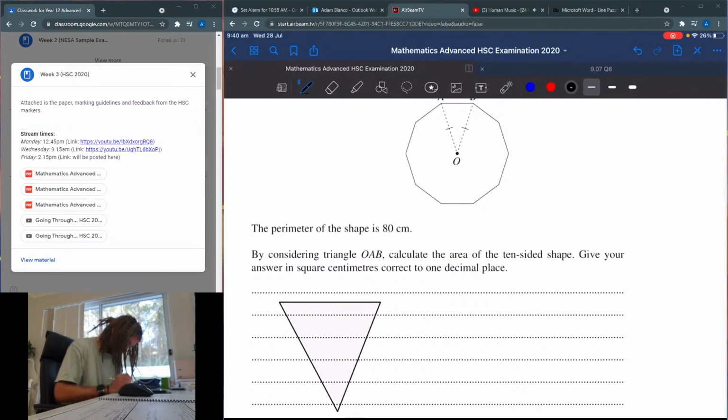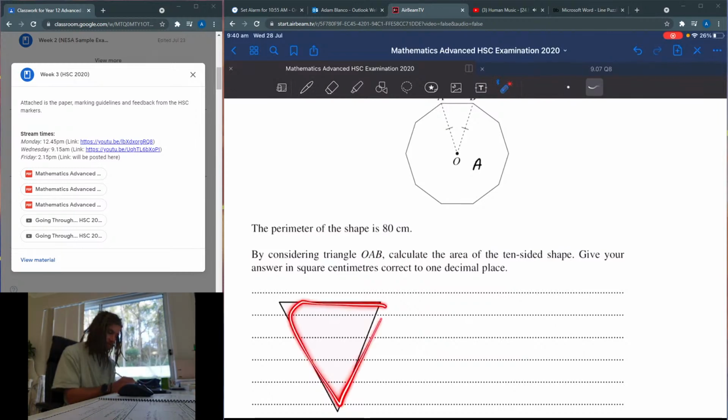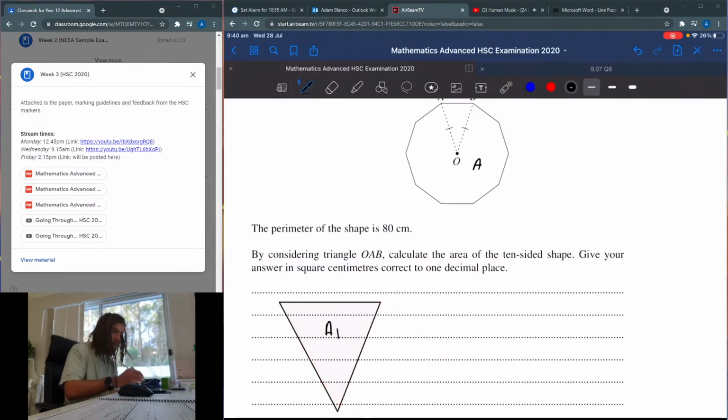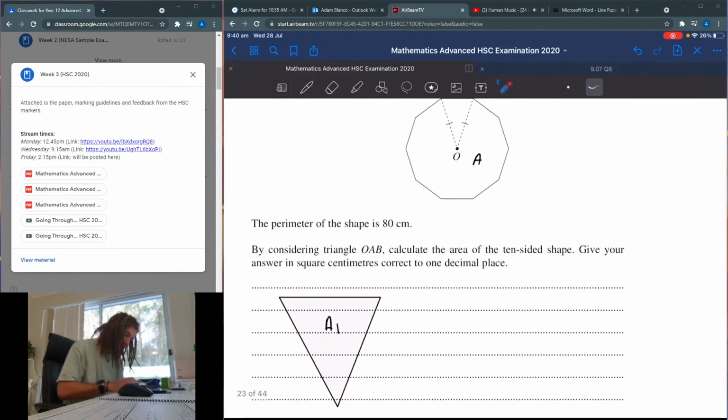What does it want? It wants the area of the whole thing. Is that right? Yeah, okay. So it wants the area of the whole thing. So what I'm going to do instead is find the area of this. So I'll call this A1. And then just times by 10. So that should be kind of easy.